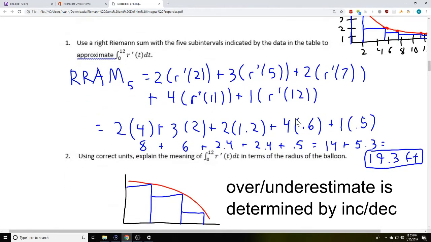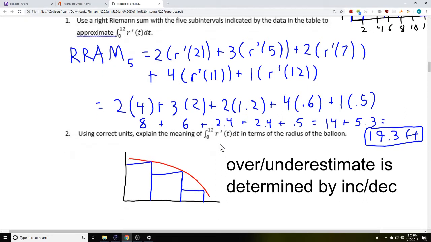Okay? And it's going to be the opposite for left Riemann sums. So for right Riemann sums, if we're decreasing, we're underestimating, and increasing, we're going to overestimate. Again, because the right endpoint is always going to be higher in an increasing function. So the rectangles are going to come up higher than the curve does. And you can draw these pictures yourself, draw out the rectangles and verify this. But yes, it's determined by increasing and decreasing. That would be your reasoning if it asked you to explain why something over or underestimates.